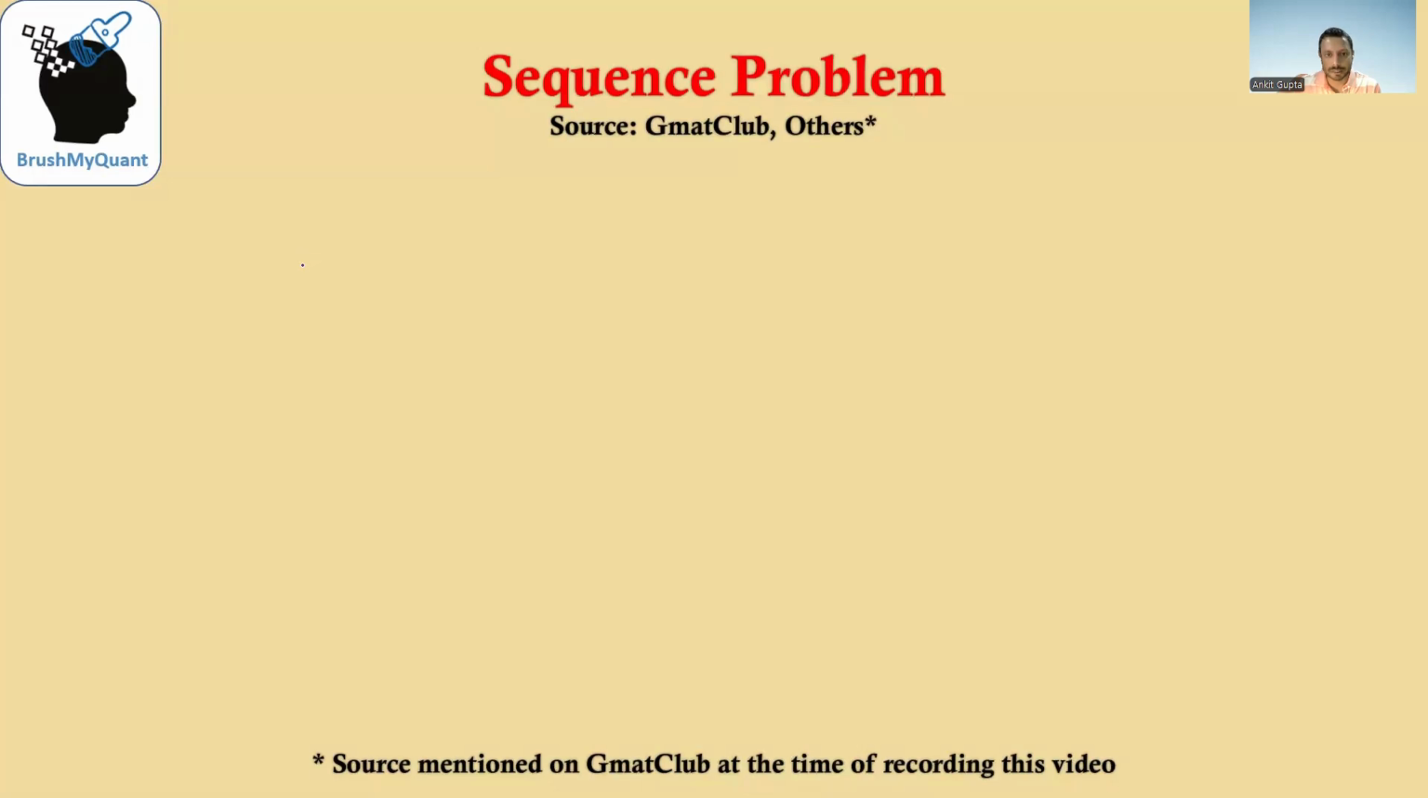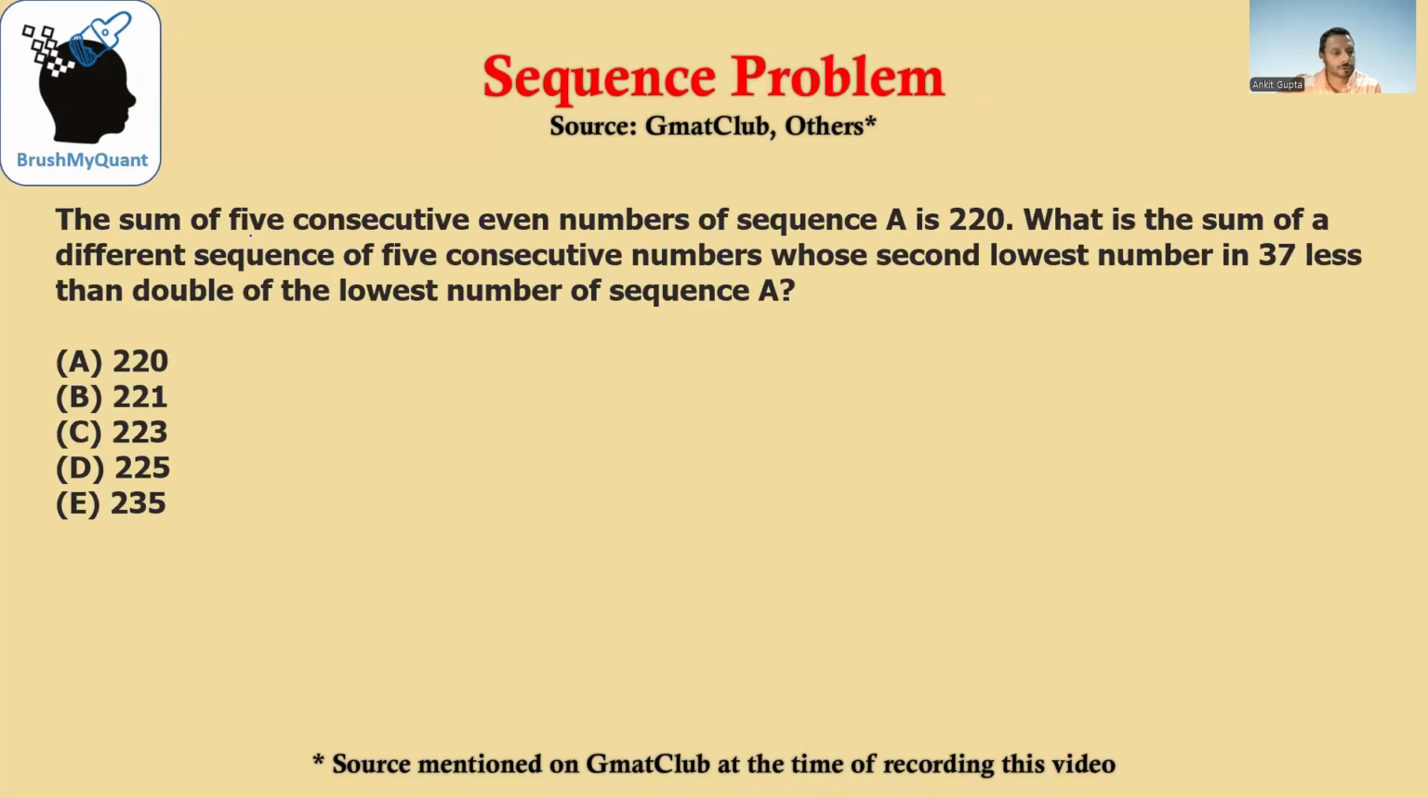Hi, we'll be solving a sequence problem today. The sum of 5 consecutive even numbers of a sequence A is 220. So there are 5 consecutive even numbers. Let's say the numbers are x, x plus 2, x plus 4, x plus 6, and x plus 8, whose sum is equal to 220.